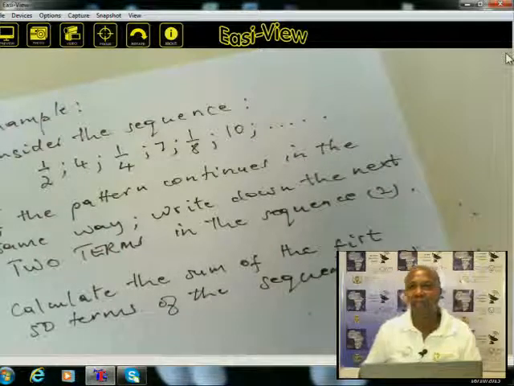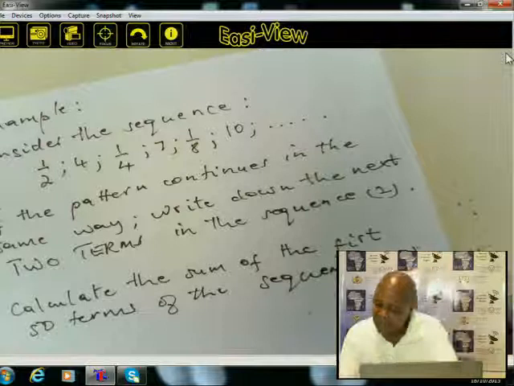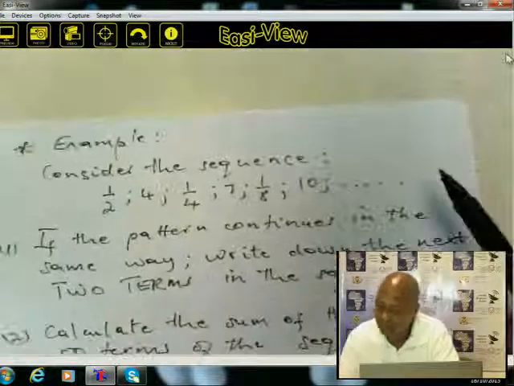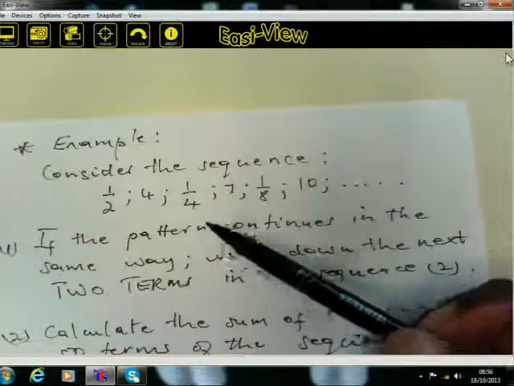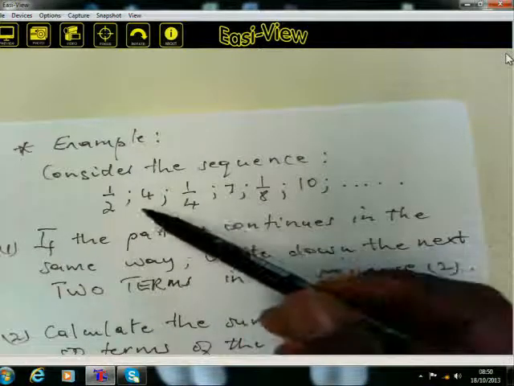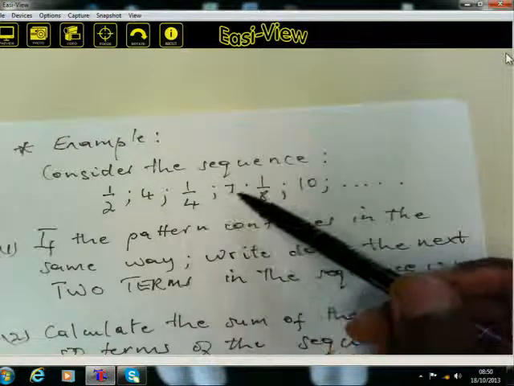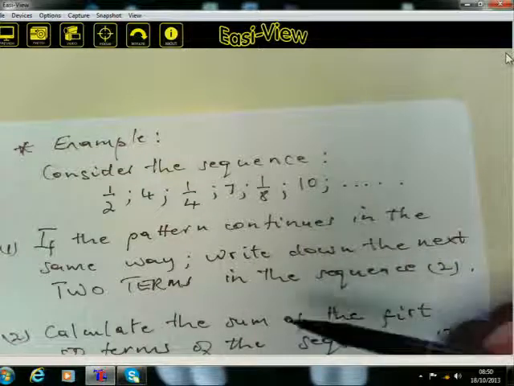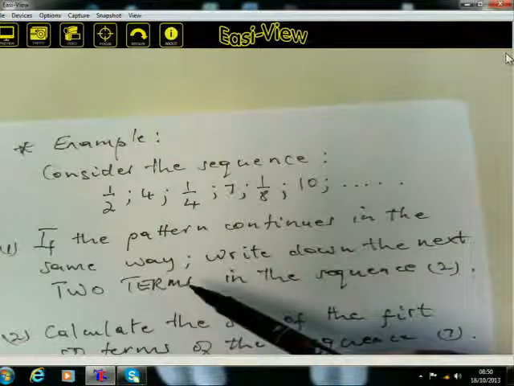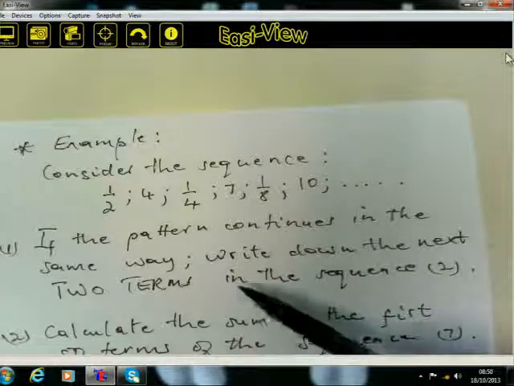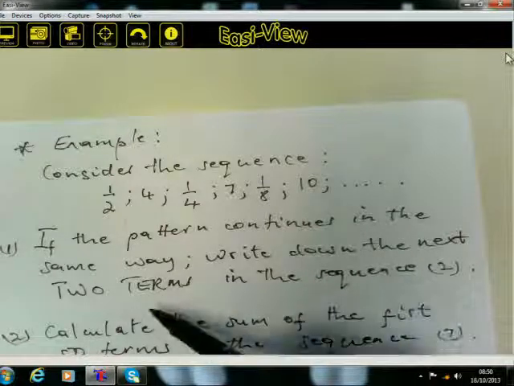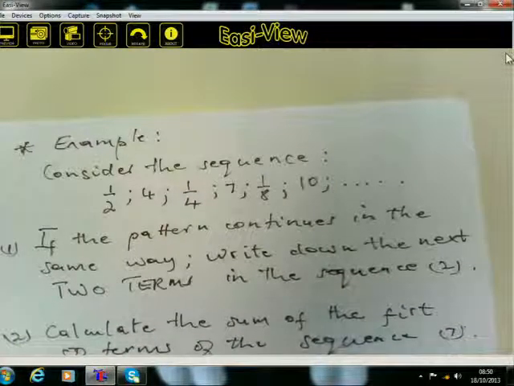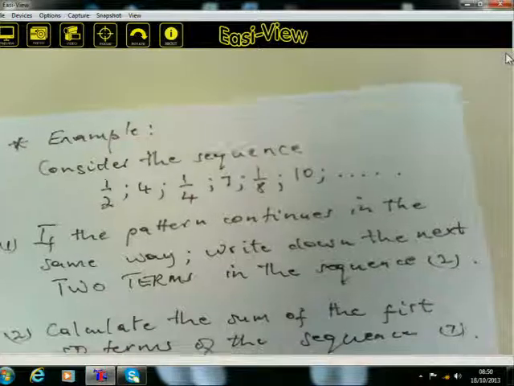Right? Now, let's analyze this thing. Here we are given a sequence. A sequence has the terms 1 over 2, 4, 1 over 4, 7, 1 over 8, 10. Now, they say, if the pattern continues in the same way, write down the next 2 terms of the sequence. All right. Now let's go to the solution.